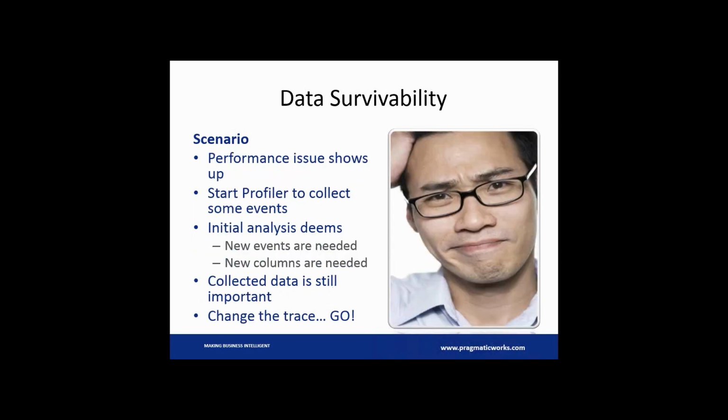The second piece of data survivability is that problem we have with Profiler, where you start up a trace and get the information that you need, or at least that you think you need. A few minutes go by and you start to collect some information. You still need this information because it's important to figuring out what the problem is, but you find out that if you just had this additional event, or this other column, you could make this better. And with Profiler, you could do this.